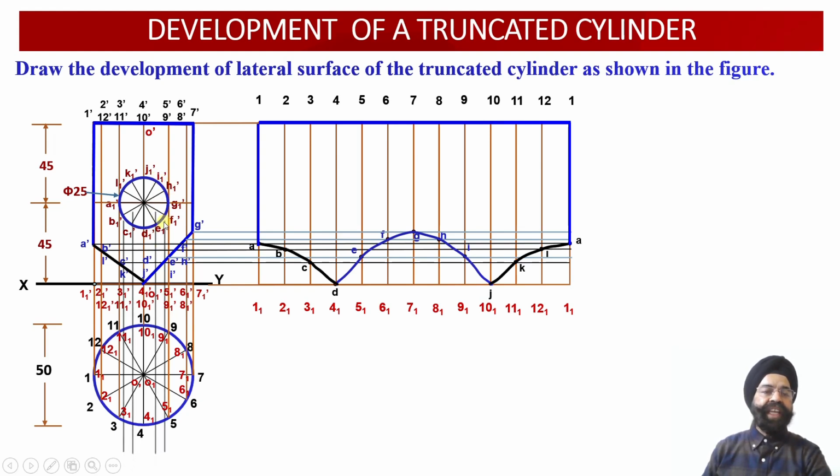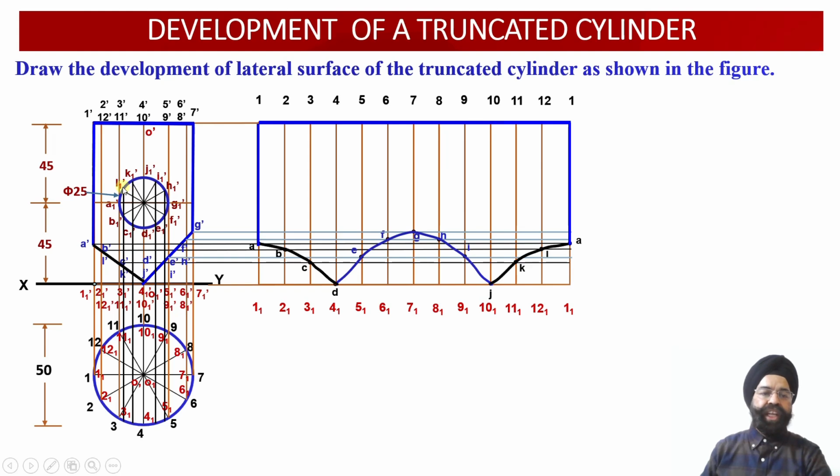Now 4 vertical projectors you can check we have drawn over here, so that we should be able to identify the location of these points, that is B1 dash, L1 dash, K1 dash, C1 dash, I1 dash, E1 dash, H1 dash, F1 dash onto the circumference of the cylinder in the front side and onto the circumference of the cylinder on the rear side.